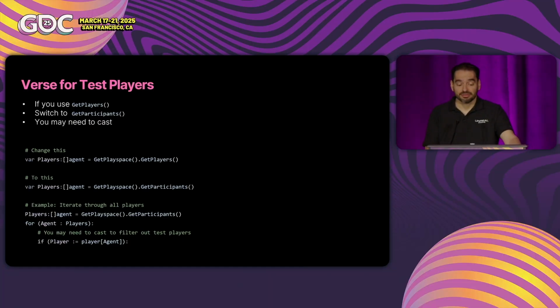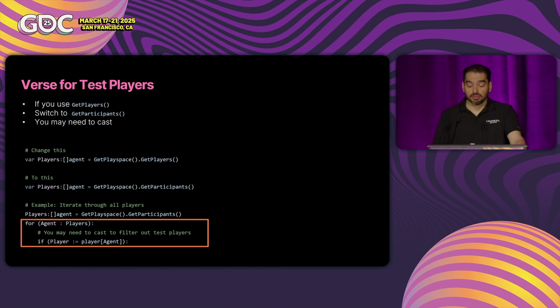A bit of verse for test players. Get players function returns an array of player agents. In that demo I showed you, if I called that function, it would return just me because I was the only one in the game. You will need to use get participants, which returns players and test players as an array of agents combined.